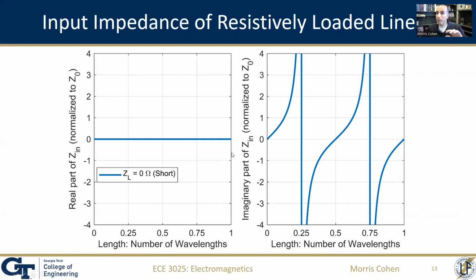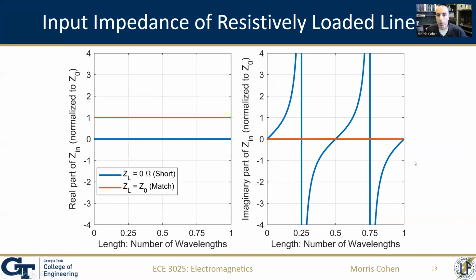And at the quarter wavelength point, everything inverts. So a short circuit becomes an open circuit at a quarter wavelength. And at a half wavelength, it returns to being a short circuit. Process repeats. For the first quarter wavelength, this is a positive imaginary impedance, which is another way of saying it's inductive. And for the second quarter wavelength, it has a negative imaginary impedance, which is to say that it is capacitive.